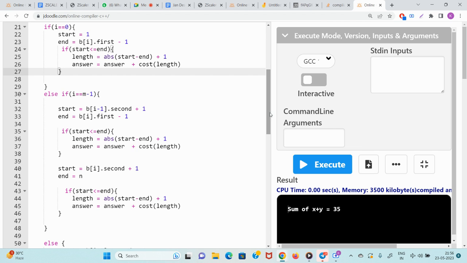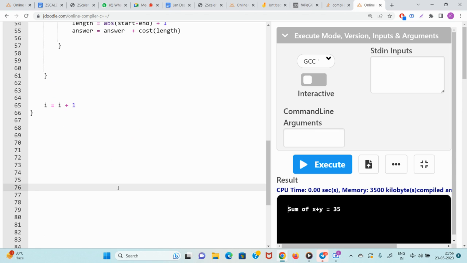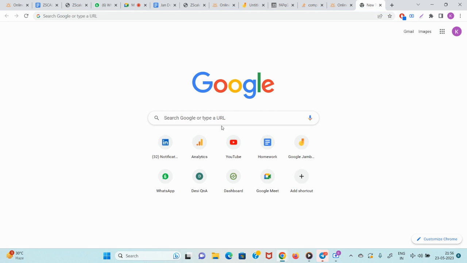We solved the question. Now we need to create this cost function. How to write the cost function? Let's see. Let's say we have to return an integer cost, and we are given an integer L. How to know the number of set bits? This is very easy. Just copy paste the GFG code. Go to GFG, right?